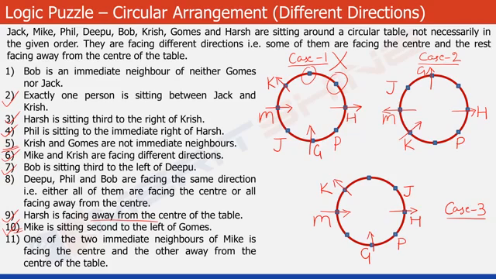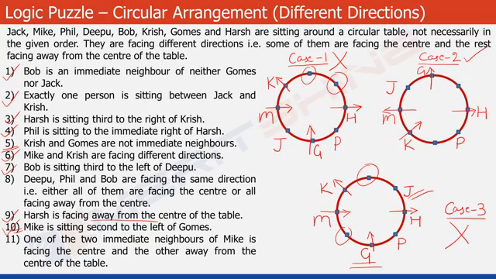Look at statement 1 now. It says that Bob is an immediate neighbor of neither Gomes nor Jack. Look at case 3 now. The two vacant positions are these, this one and this one. Now we have to put Bob in one of these two positions. But the statement says that Bob cannot be a neighbor of either Gomes or Jack. This is Gomes here and that's Jack. So it means that if we place Bob in one of these two positions, he would become a neighbor of either Jack or Gomes. So this again violates the condition given in statement 1. What it means is that case 3 is also not possible. So that's also ruled out. And so case 2 has to be the final case.